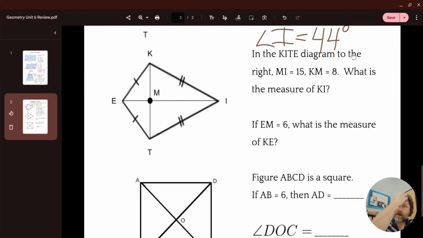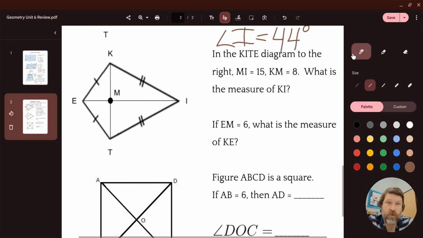Next one is going to be really a Pythagorean theorem problem. So let's look at this real quick. We have, in this kite, MI is 15. I'll draw that right there. We have KM is 8. That's that one. And we have EM is 6. And they want us to find the measure.